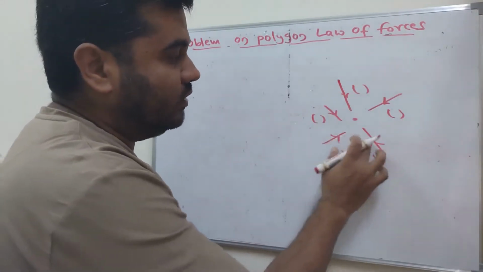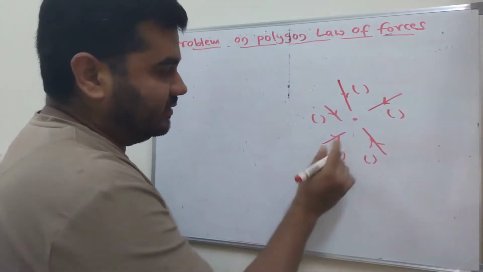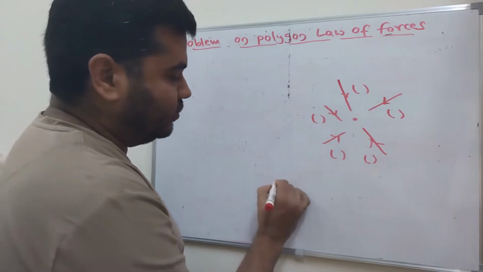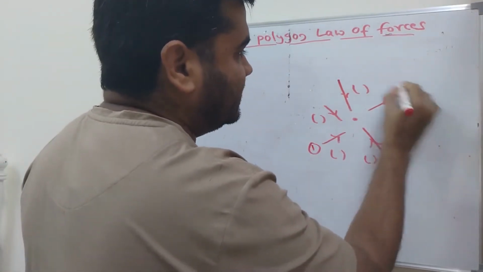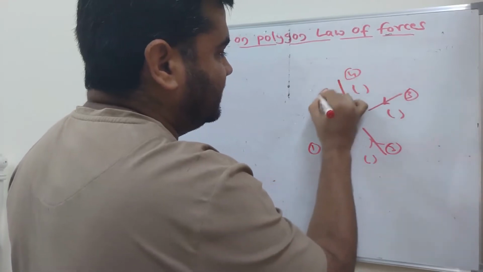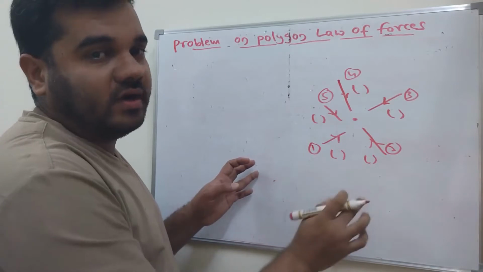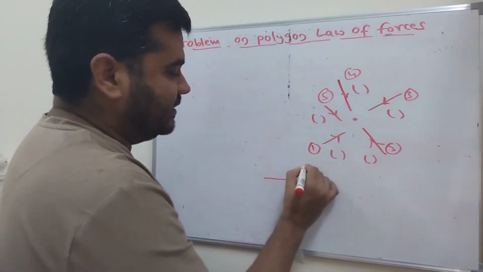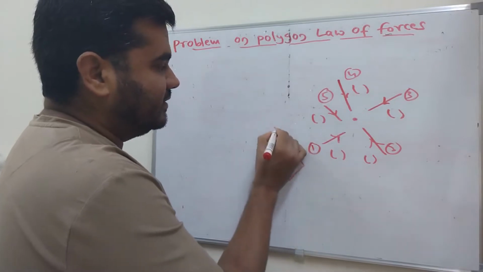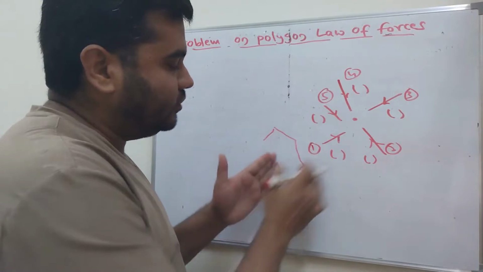Suppose for example 1, 2, 3, 4, 5, five forces are there. Just start in order. According to the order you should go here. That is, if you consider this one as the first force, second force, third force, fourth force, and fifth force, you need to represent these forces by the sides of the polygon in order. In order means the first force, you should go like this, second force and third force, fourth force, fifth force, like that you should go in order. According to the direction also you need to start.